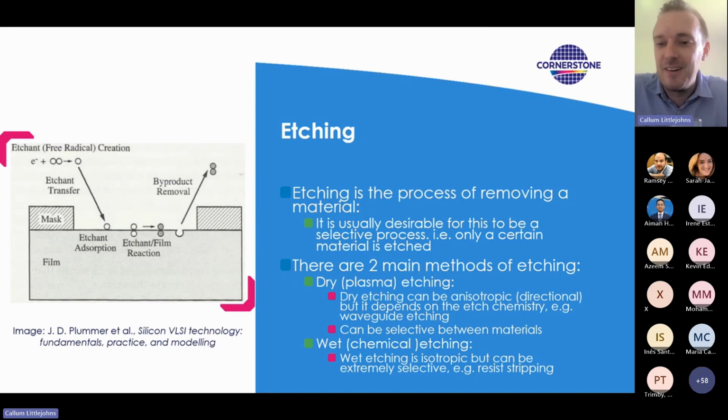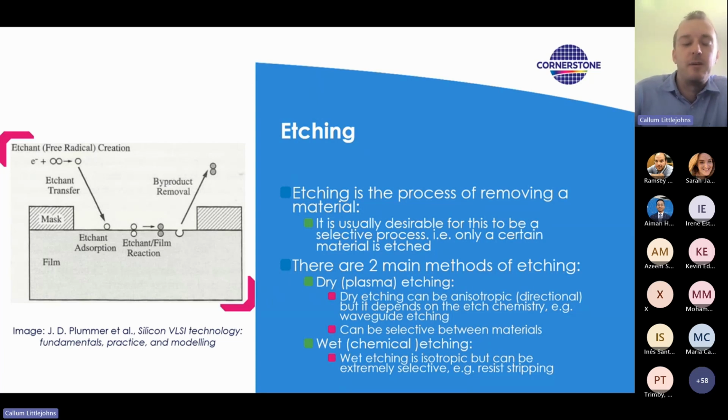Right, so once we've done our lithography and validated it, we'll then pass it into another process, in this case etching. So what is etching? In layman's terms, it's removing parts of the substrate. There are two main types of etching. We can have dry etching, which is done usually with plasma chemistry, or we can use wet chemical etching.